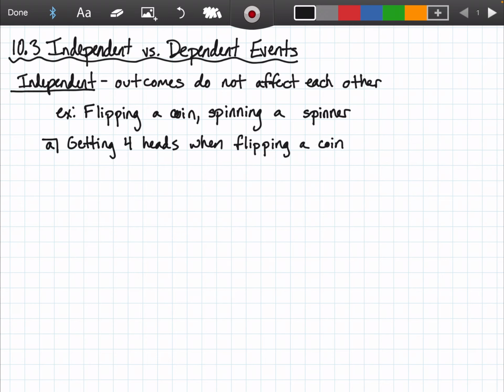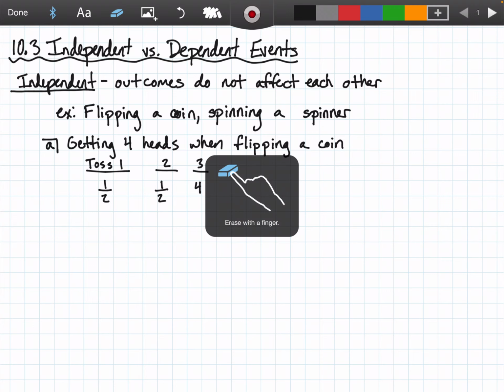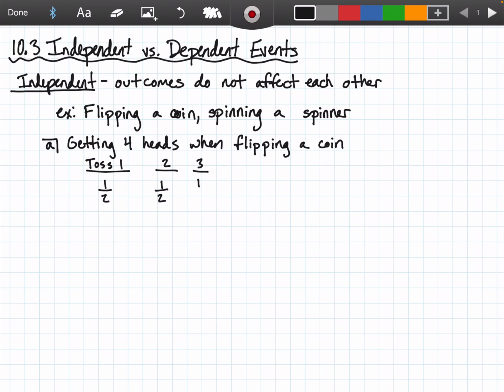So the probability of getting a heads the first time, so toss 1, is going to be 1/2. Well, toss 2 is still 1/2. 3 is still 1/2. Toss 4 is still 1/2. And so I can just multiply all of those together, and I get 1/16 as my probability.